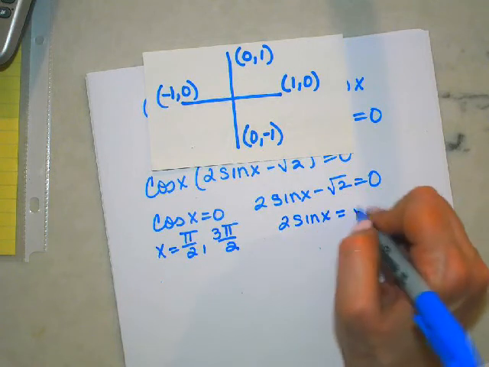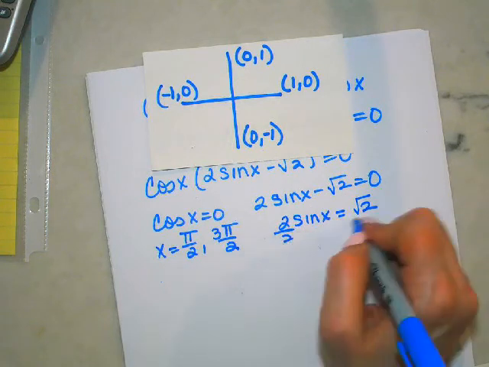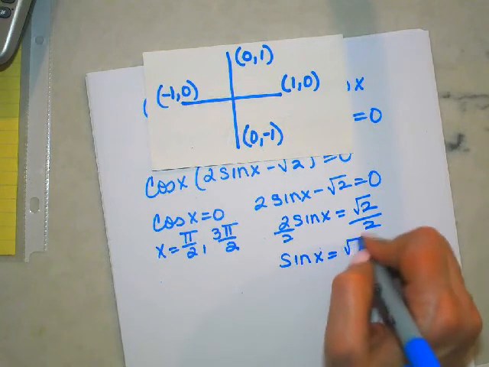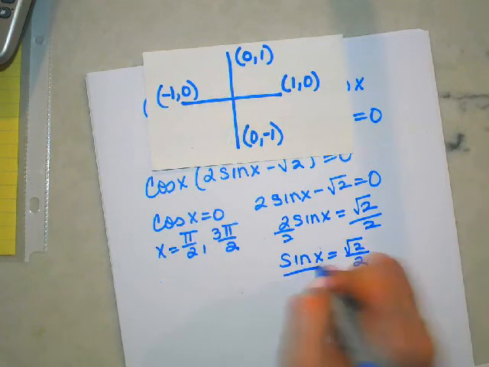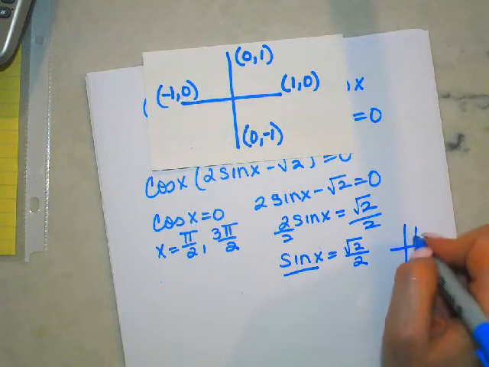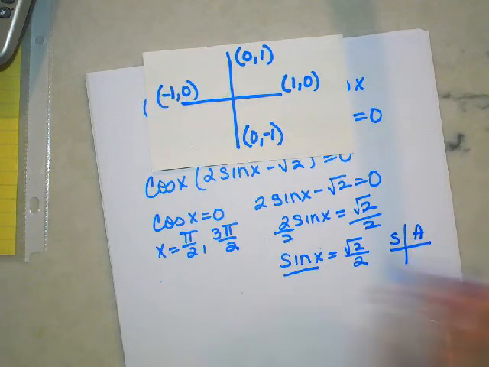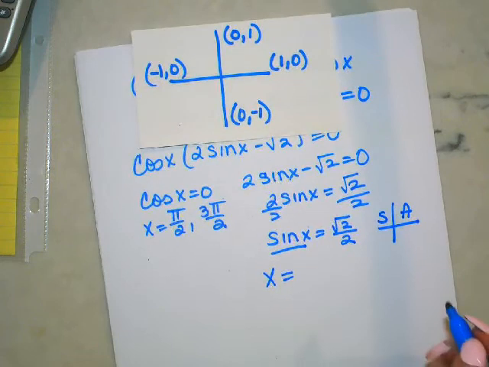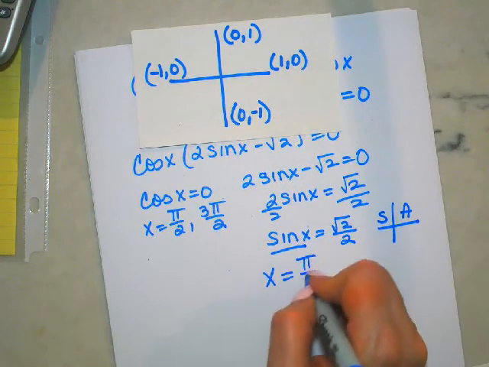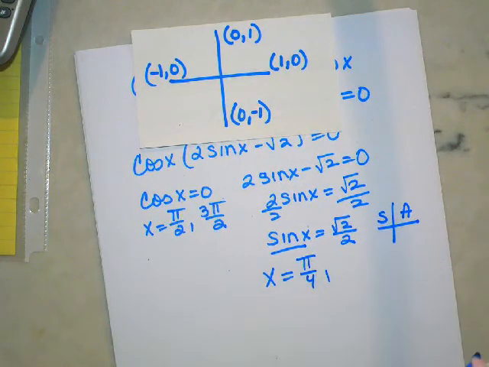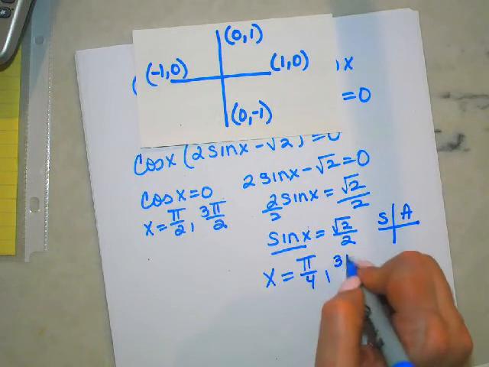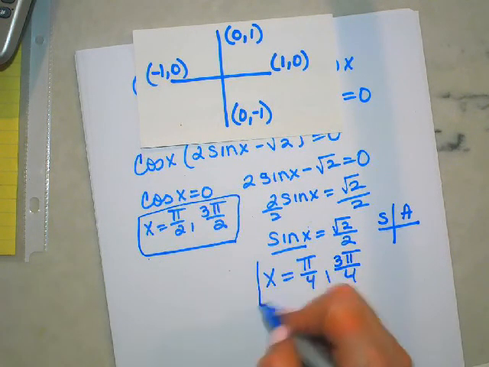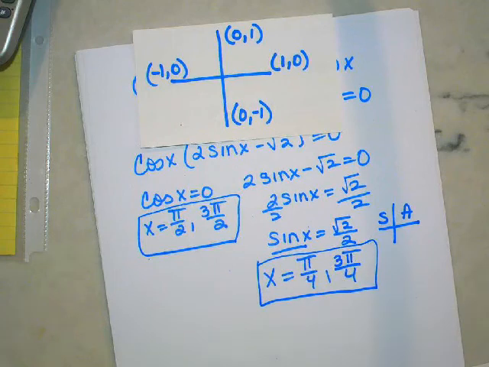When I go to solve this, I'm left with 2 sine x equals radical 2. Divide by 2, divide by 2. Sine x equals radical 2 over 2. Don't forget we're dealing with sine. That's positive, so it's here and here. Okay, in quadrant 1, the angle that has a sine of radical 2 over 2 is pi over 4. And in quadrant 2, it is going to be 3 pi over 4. So we have 4 answers for this one.